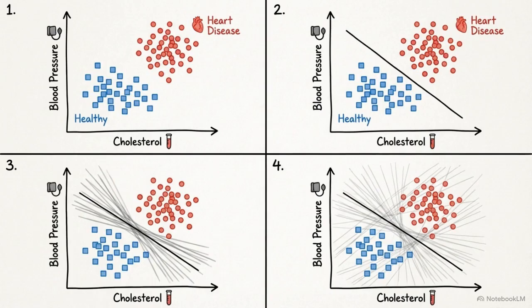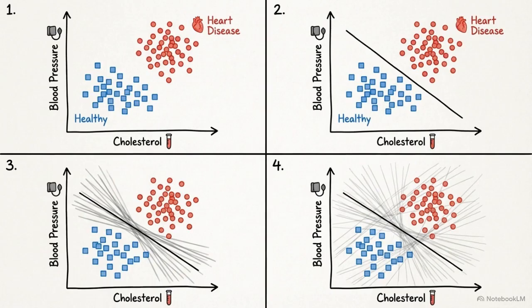When we plot the data from past patients, we see a pattern. We'll mark those who developed heart disease with red dots and those who stayed healthy with blue squares. By providing these labeled examples, we are essentially showing the computer the correct answers from the past. This teaches the system how to recognize the difference between a high-risk profile and a healthy one.